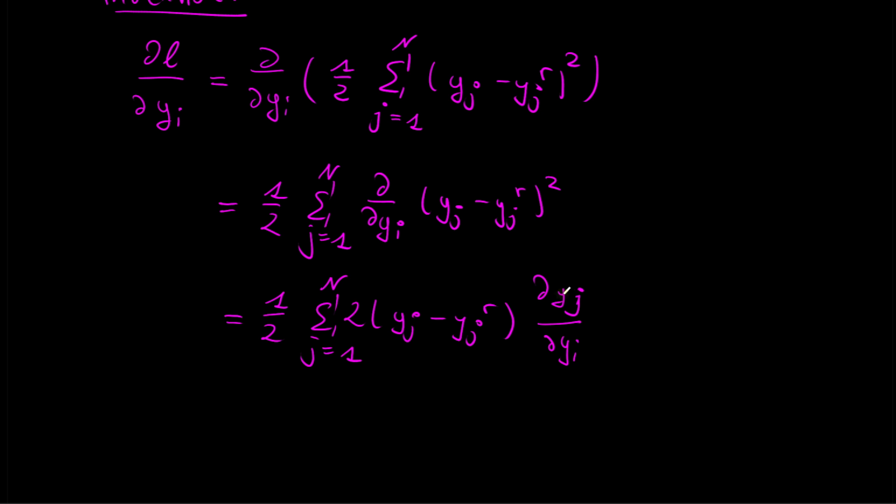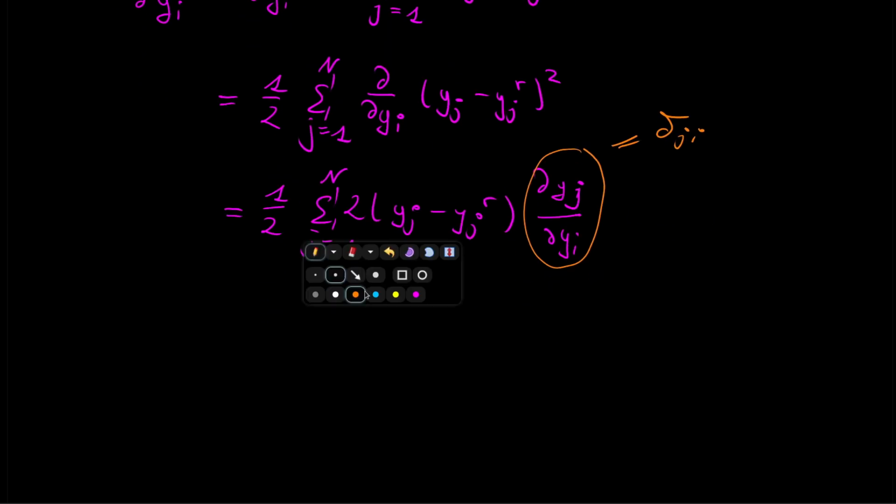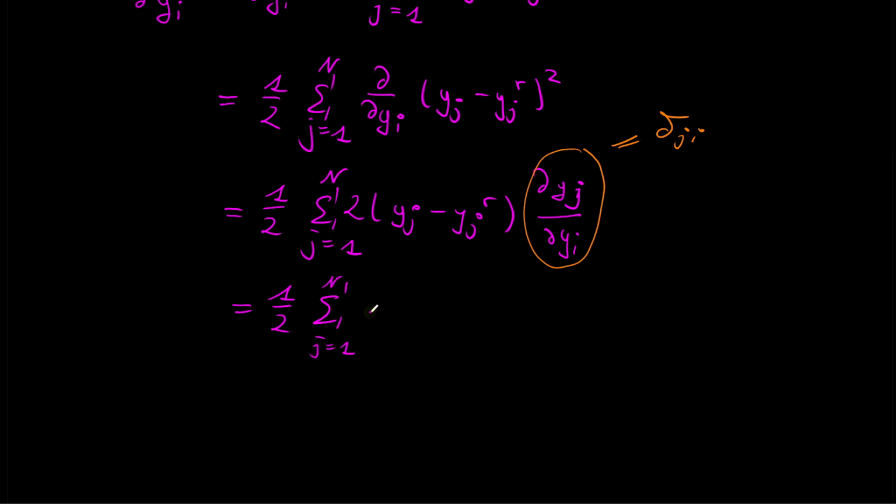And here we will see if we derive an entry of the vector y at a different index position, so for instance, at index position 2 with respect to index position 3, this will be 0. And it would only be 1 if it was identical. And we can express that in terms of the Kronecker delta and say this one is Kronecker delta ji. So in total, we will then have 1/2 times the summation from j equals 1 all the way to n of 2 times yj minus yj reference multiplied with delta ji.